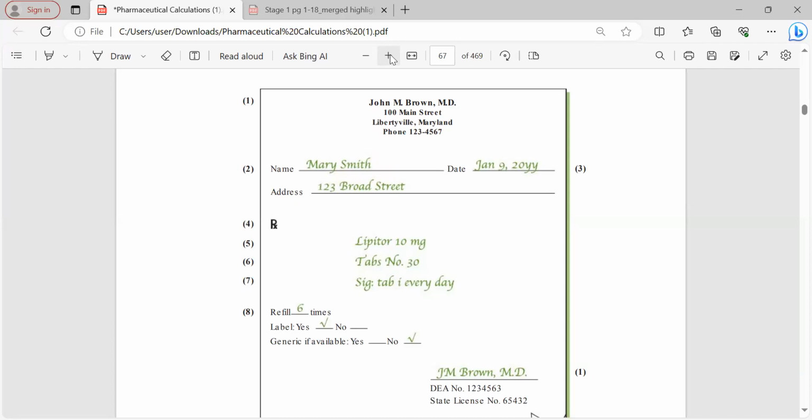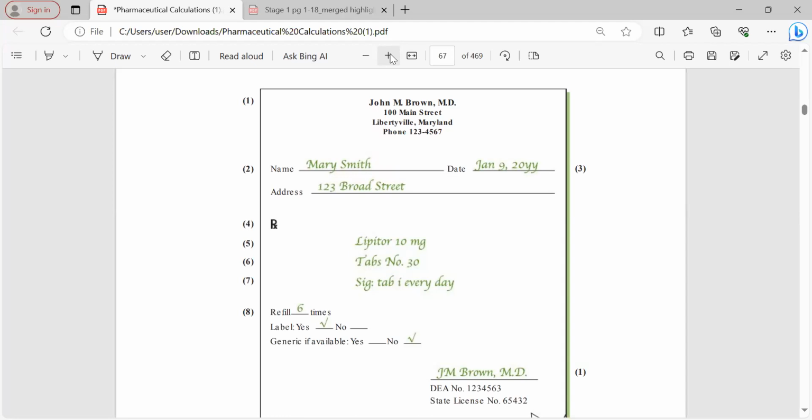Then number 6 is the subscription. It basically tells the pharmacist how much of what to give. Then number 7 is the signatura, which gives instructions to the patient on how to take the drug, like a tab every day. Then some come with number 8, which is special instructions. They either tell you the number of times to substitute, or the number of times to refill the prescription. Some will come with instructions like don't substitute. So basically that's it for the parts of a prescription.